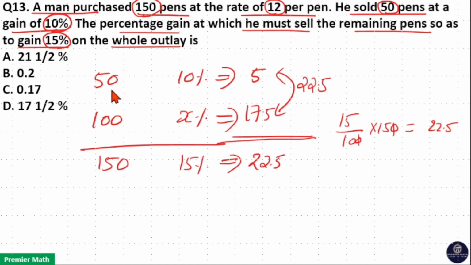So 10% of 50 plus X percentage of 100 should form 15% of 150. So the value of X is equal to 17.5. That is, X percentage is 17.5%. Option D is your answer. That is, he should sell 100 pens at 17.5% profit.